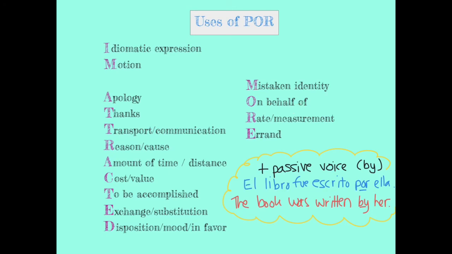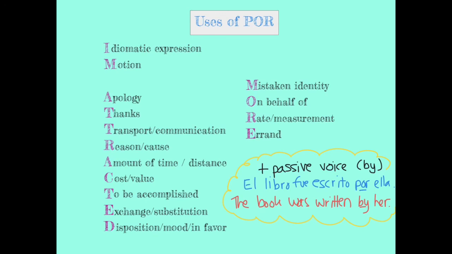Remember the example was a friend is sick, so you take their shift at work. Rate or measurement, and the object of an errand. So why did you go on the errand? What were you trying to get? Those are the big uses of por that we see in Spanish. And of course you see that some overlap. There's a lot of examples that are basically a type of exchange. For example, cost and value, on behalf of, in a way.